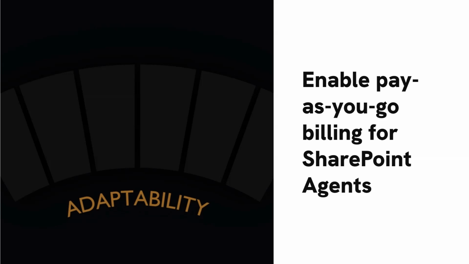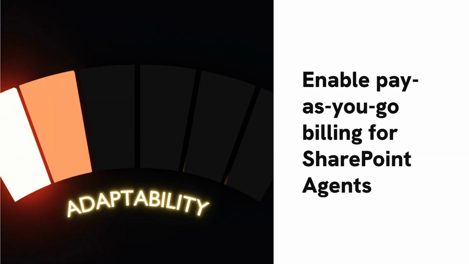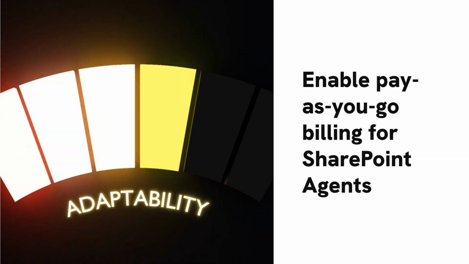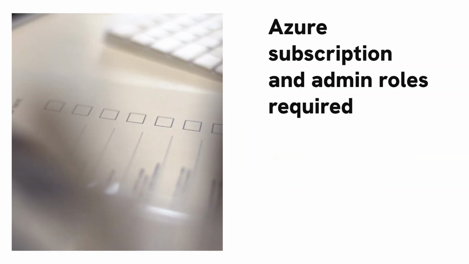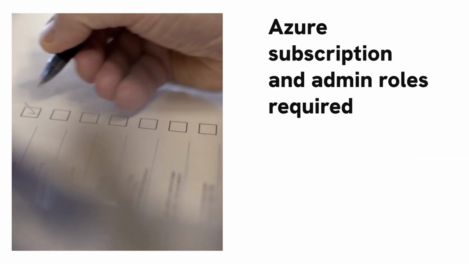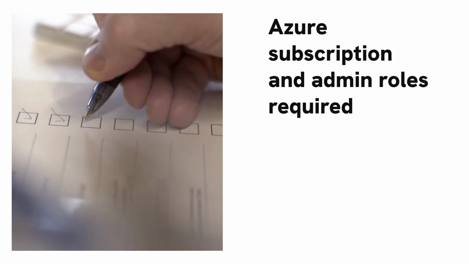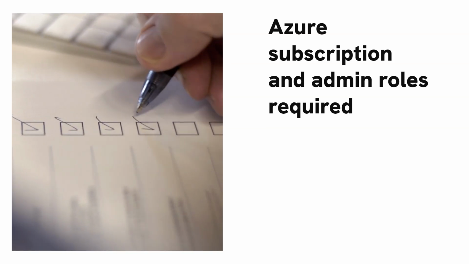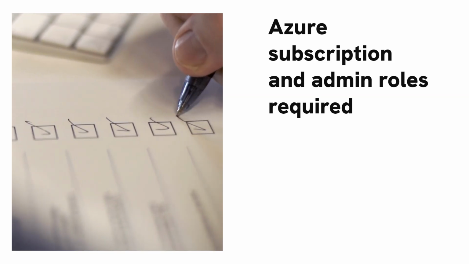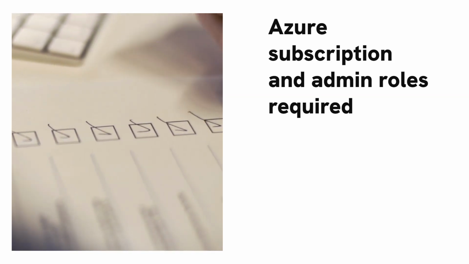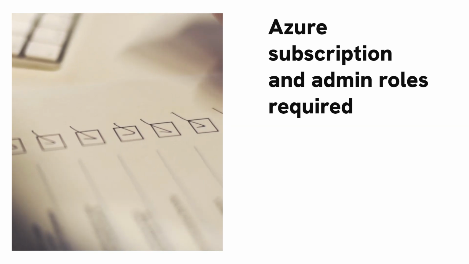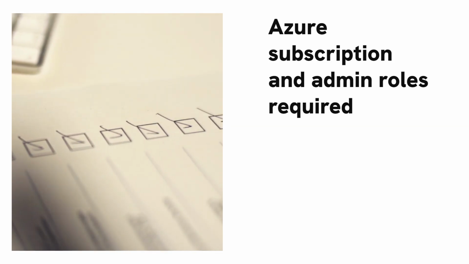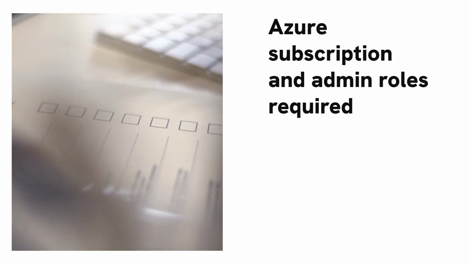Imagine the flexibility and control. AI on your terms, paying only for what you use. Let's get started. First, check the prerequisites. Ensure you have an active Azure subscription in the same tenant as Microsoft 365. You'll need SharePoint or Global Administrator roles, plus owner or contributor access for your Azure subscription and resource group. With these in place, you're set to begin.